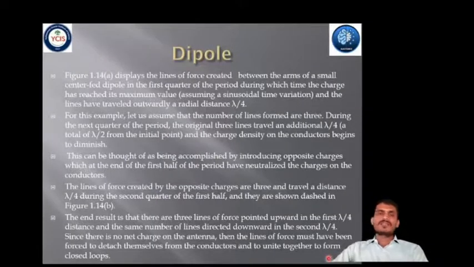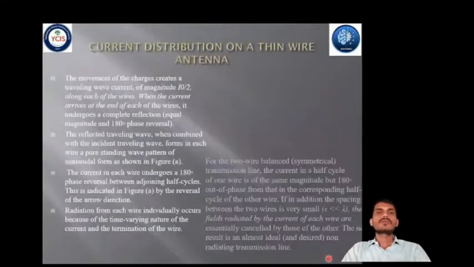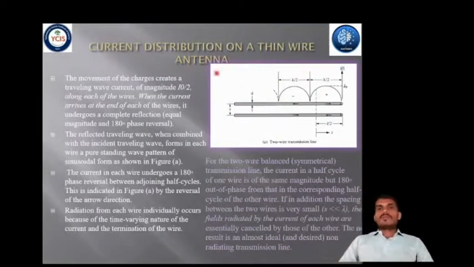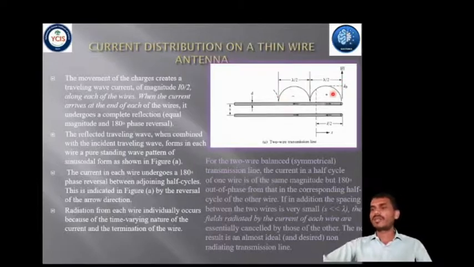Now, the next point is the current distribution on a thin wire antenna. This is a two-wire transmission line. In this two-wire transmission line, S is the distance which is used to separate the two different conductors. D is the diameter of that particular conductor. Z is the direction of the transmission. Lambda by 2 is the half wavelength of that particular electromagnetic wave. I0 is the current which is traveling through that particular transmission line.